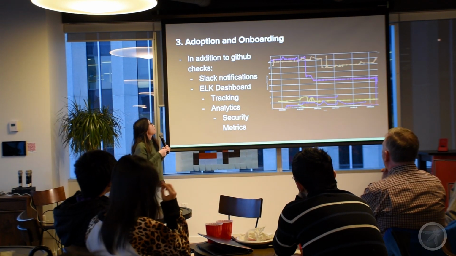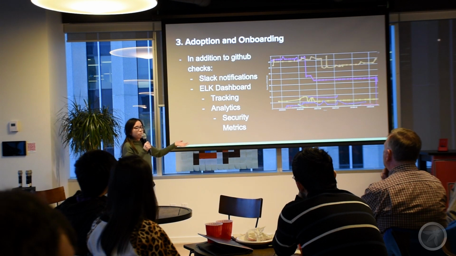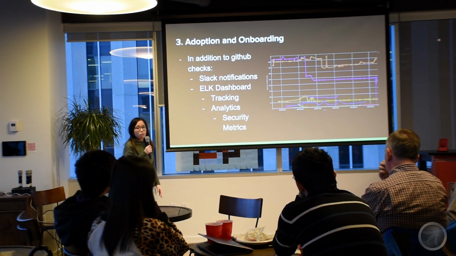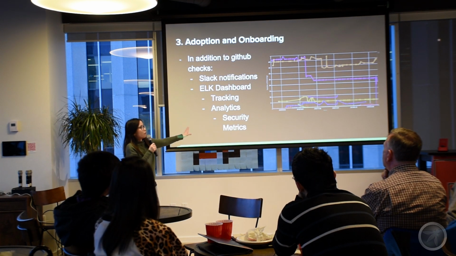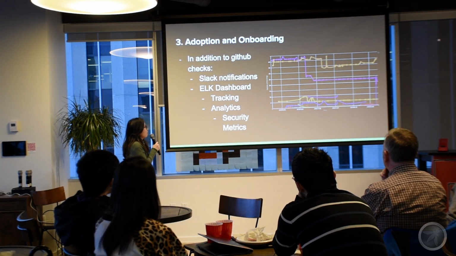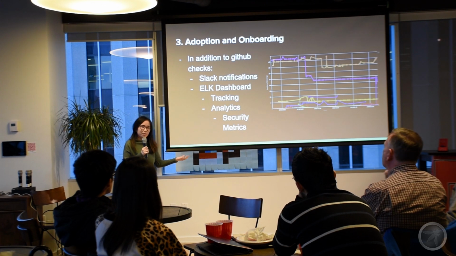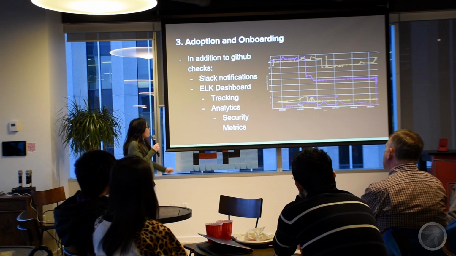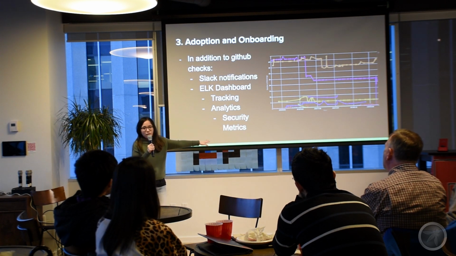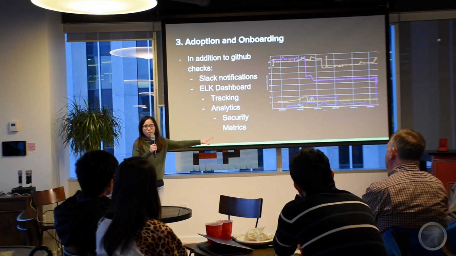In addition to GitHub checks, I provide Slack notifications. That way, as devs work, they can be notified of these warnings. I also created a dashboard to get an overview of results. This is great for tracking, and teams would come up to me curious about other teams, how they're doing when it comes to these warnings. So it's a way to compare as well. And it's great for security metrics. Sometimes it's really hard to measure security, and this is one of the ways you can measure that.